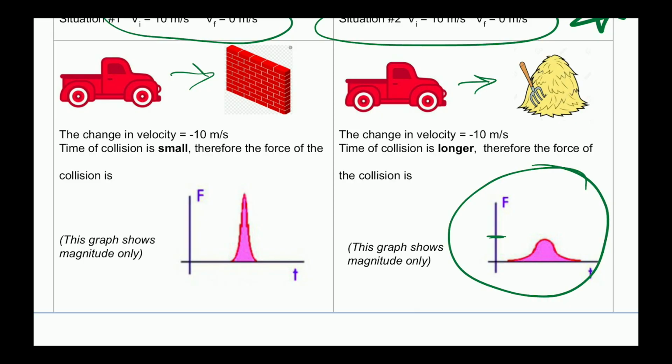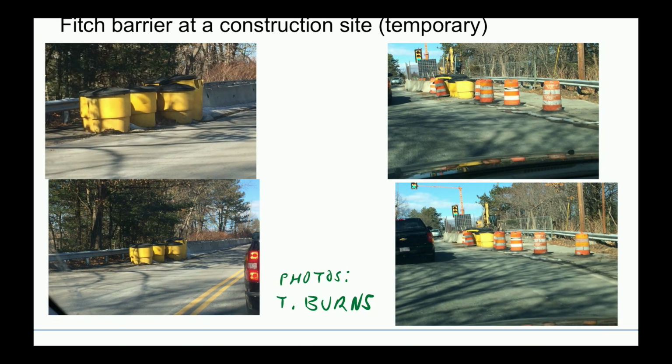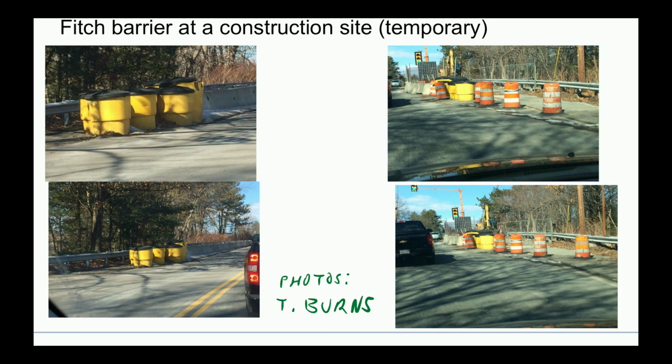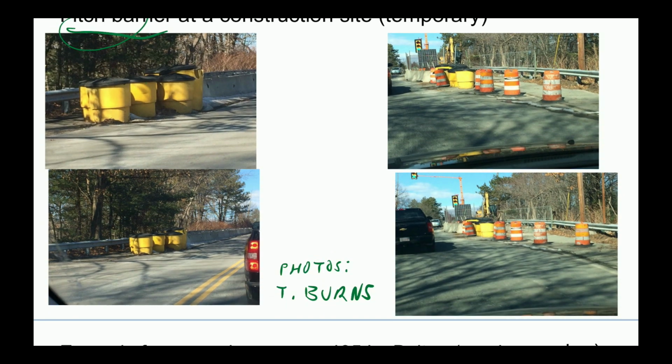Okay? Now that knowledge is used in real life. I'd like to credit in these photos here my colleague, Mr. Burns from Westford Academy, and he took pictures of various safety devices on highways nearby. Just driving around, you can see things like this. This is called a Fitch Barrier. Who knew it has a name? That's a Fitch Barrier. And it's there so that when you hit that thing, you won't stop short.